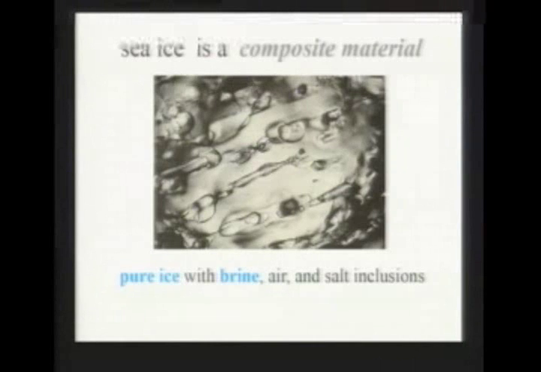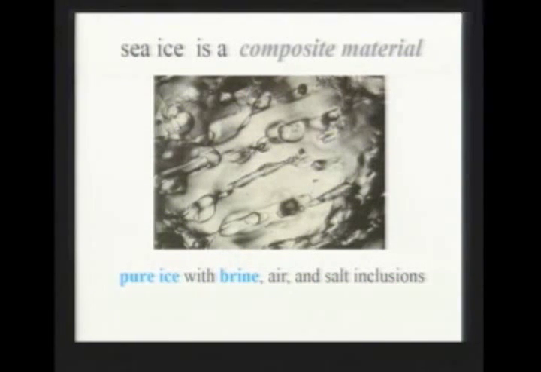As I said, sea ice is a composite material. I find it to be extremely interesting. Actually, this is what got me involved in composite materials as a mathematician, from my early studies in high school and college on sea ice. Pure ice with brine, air, and salt inclusions. I'll focus primarily on the two-phase nature, the ice and the brine.